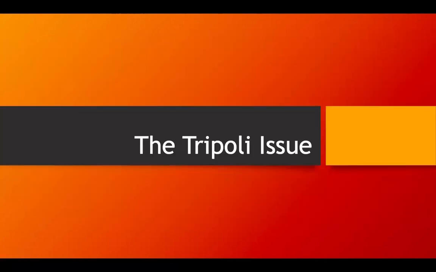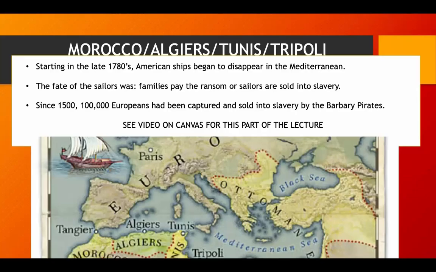Okay, something else going on at the same time besides the U.S. saying we cannot join the French is this, the Tripoli issue. What does that mean? It's real simple, and again, there's a video in this week's folder that talks more about this, but here's the quick notes. In the 1870s, American ships going into the Med Sea are going to be attacked by the countries of Morocco, Algeria, Tunisia, and Tripoli. Those were countries in North Africa at the time.